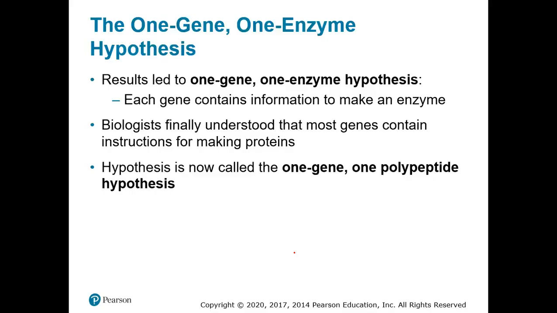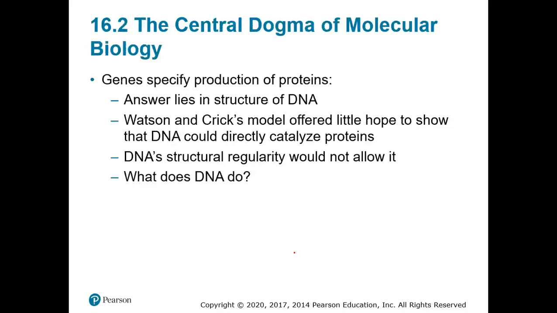Each gene contains the information to make a certain enzyme, one single enzyme. However, we later figured out it wasn't just enzymes. A lot of your DNA does make proteins, does make enzymes, but that's not the only thing your DNA contains the recipe for. It can make more than just proteins and enzymes. So we now call that one gene, one polypeptide. So we just made it a little more vague. So genes specify the production of proteins.